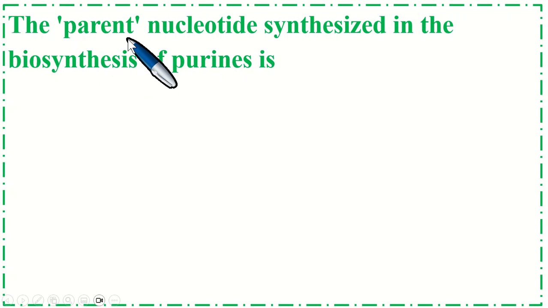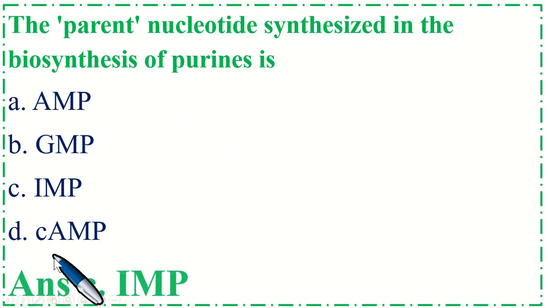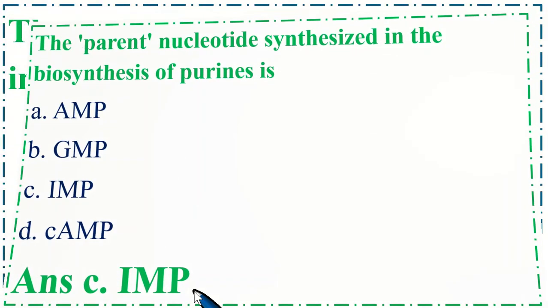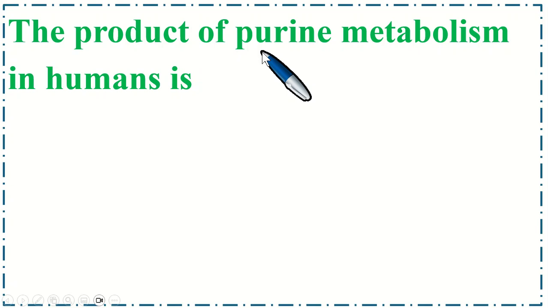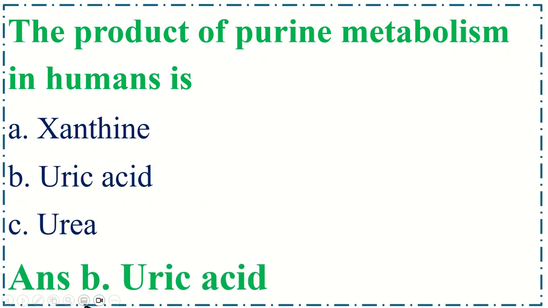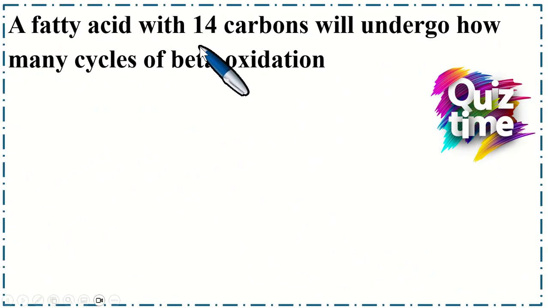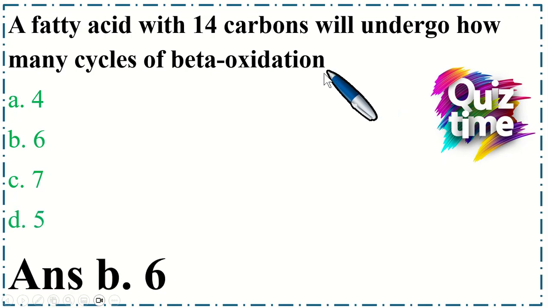The parent nucleotide synthesized in the biosynthesis of purines is... correct option is C, IMP. The product of purine metabolism in humans is... correct option is B, uric acid. A fatty acid with 14 carbons will undergo how many cycles of beta oxidation? Correct answer is B, 6.